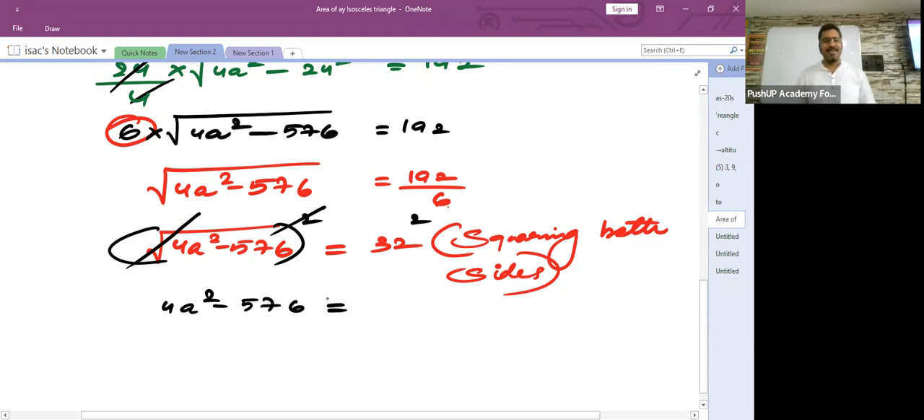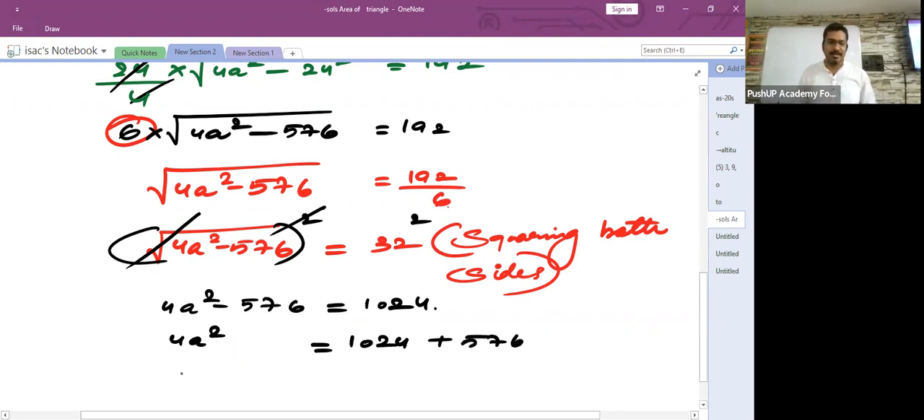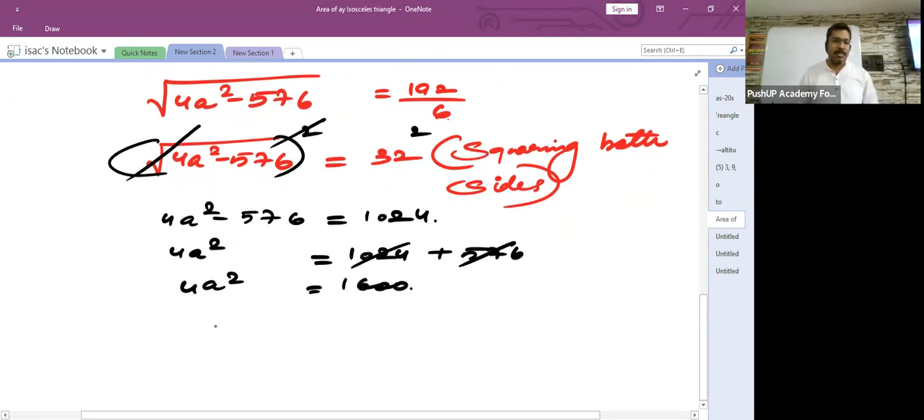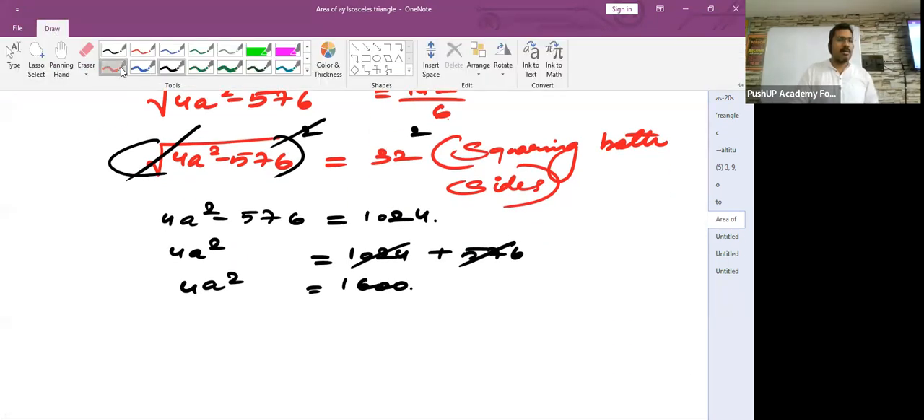So 4a square minus 576 is equal to how much is 32 square? 1024. Very good. Now 4a square. Children, let us bring that minus 576 from the left side to the right hand side. It becomes 1024 plus 576. So 4a square is equal to how much is 1024 plus 576? 1600. Very good.